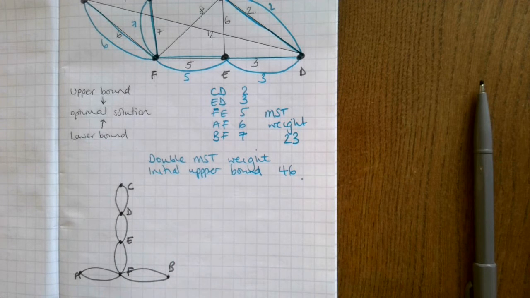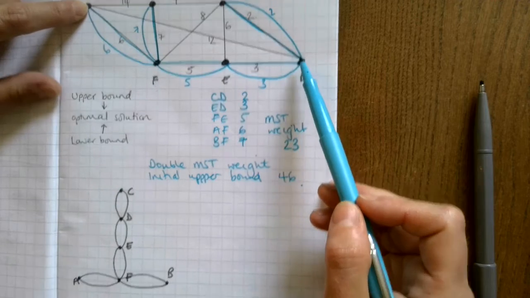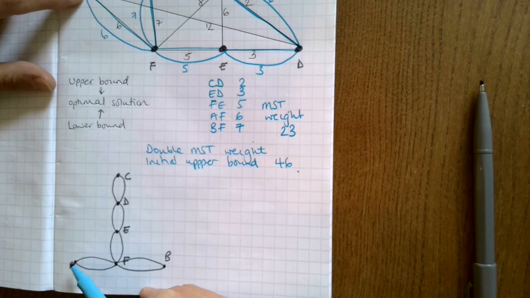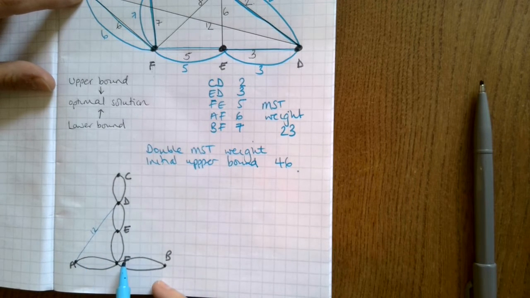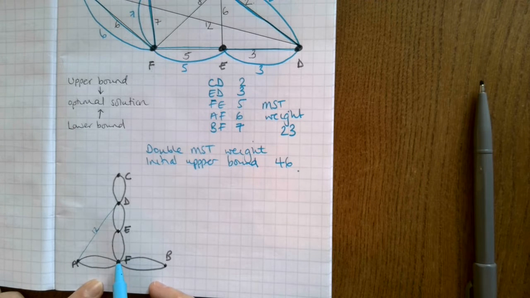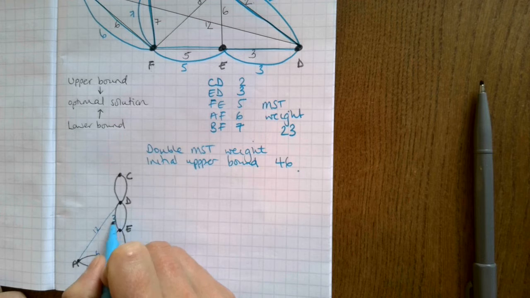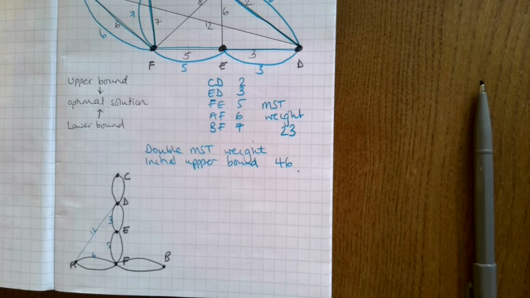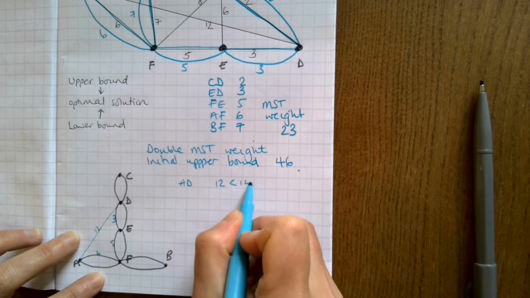Right, where could we go? The one that's jumping out is this one here that we haven't used, this AD. AD would go there, and that's got a weight of 12, and AF is 6, EF is 5, and DE is 3. So these ones add up to 14, and 12 is obviously less than 14. That would be an improvement, that would be one option. So AD 12 is less than 14. I'll just write that there so I remember.